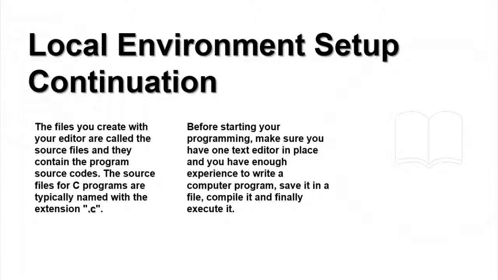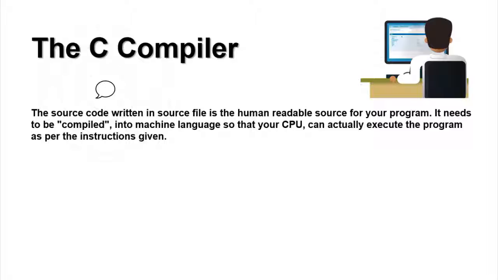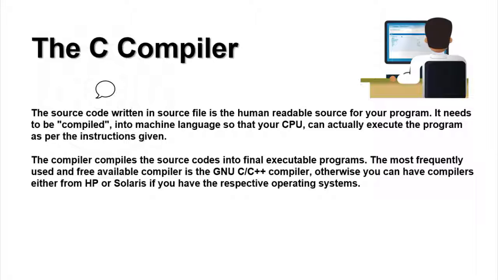Before starting your programming, make sure you have one text editor in place and you have enough experience to write a computer program, save it in a file, compile it, and finally execute it. The C compiler: the source code written in the source file is the human-readable source for your program. It needs to be compiled into machine language so that your CPU can actually execute the program as per the instructions given. The compiler compiles the source code into final executable programs.